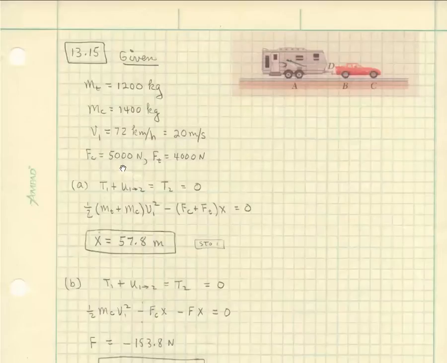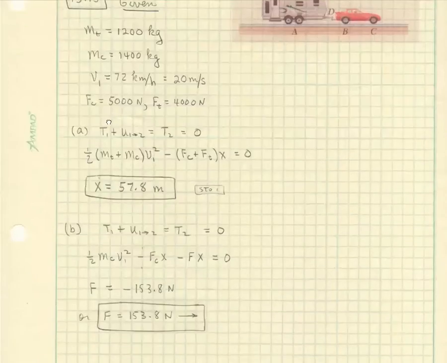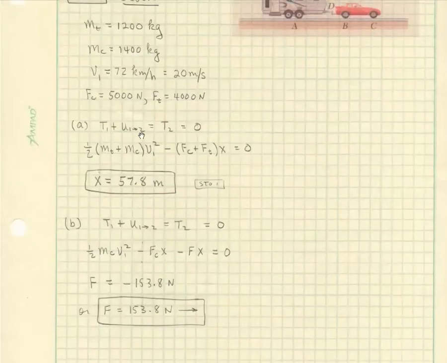We're told that this is going to be braking to a stop, and that the braking force on the car is 5,000 newtons, and the braking force on the trailer is 4,000 newtons. So we're going to use the work energy principle to solve this problem. Start off with T1 plus U1 to 2 equal to T2, but T2 is final velocity 0. Initial kinetic energy is 1/2 mass times the velocity squared. The two masses added together both have the same velocity, so this is the total kinetic energy of the system.